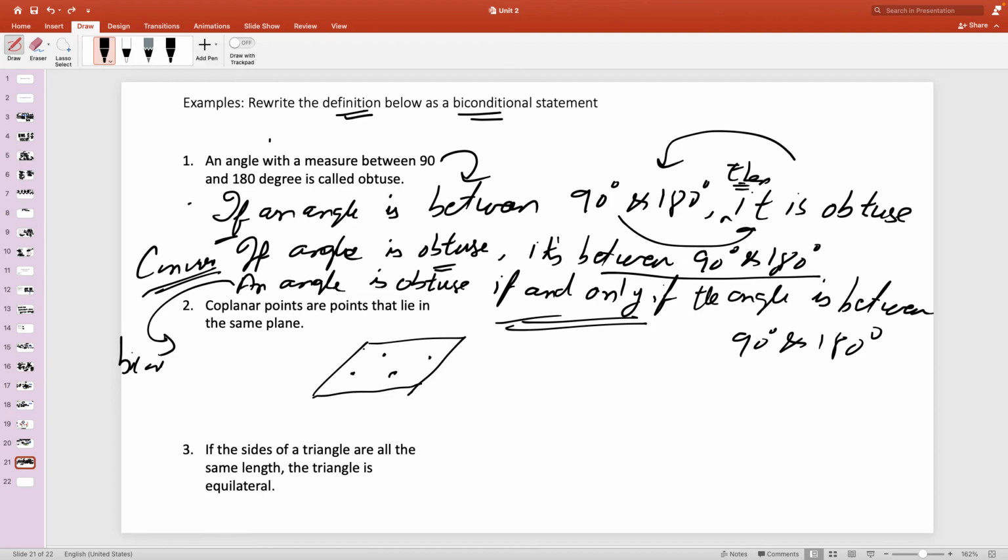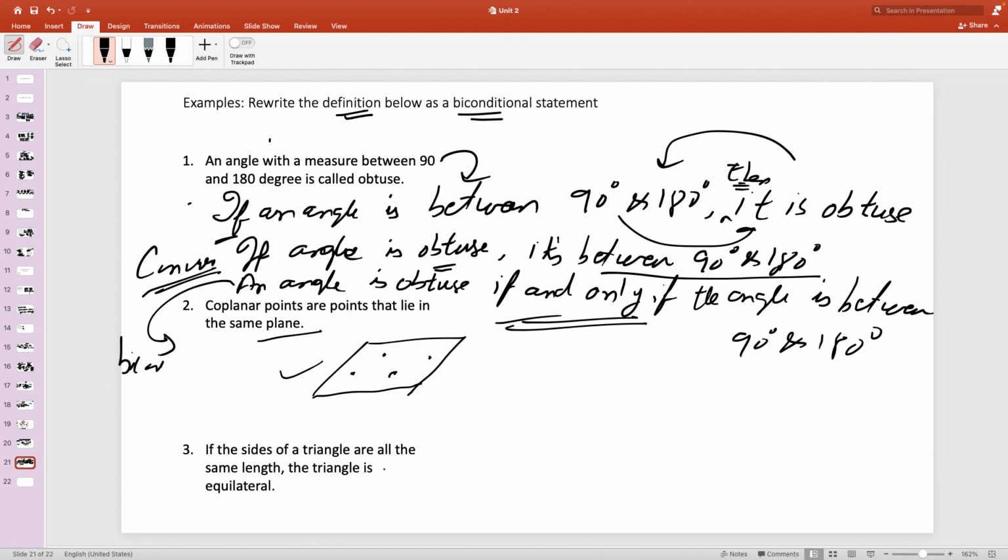How do you write it as an if and only if statement? Coplanar points are points if and only if they lie in the same plane. So that will give us a biconditional statement.